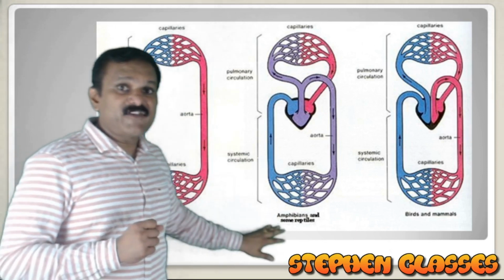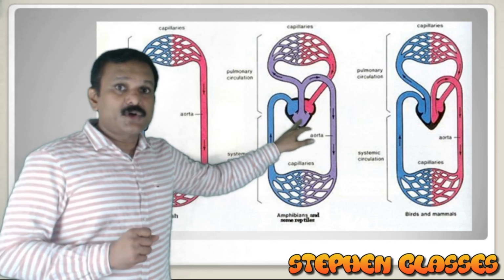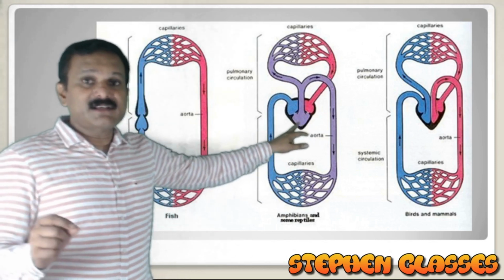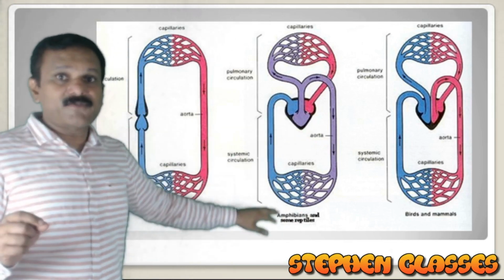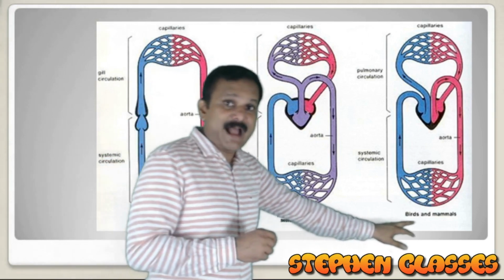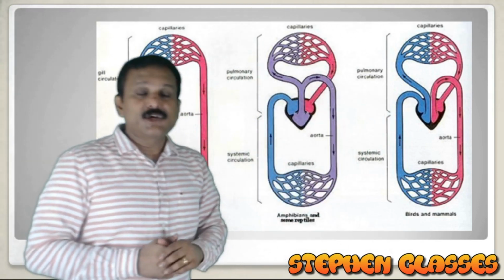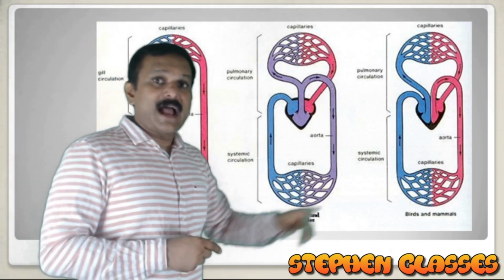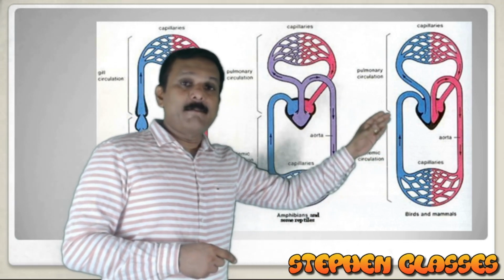In the case of amphibians and reptiles, they have a 3-chambered heart. So there will be mixing of oxygenated and deoxygenated blood when it reaches the ventricle. So this is circulation applicable for amphibians and reptiles. But in the case of birds and mammals, they have a true 4-chambered heart. So they have a double circulation. They have a complete double circulation in the case of birds and mammals.